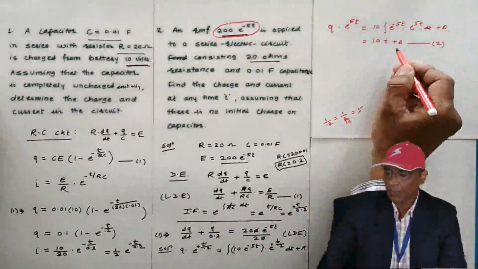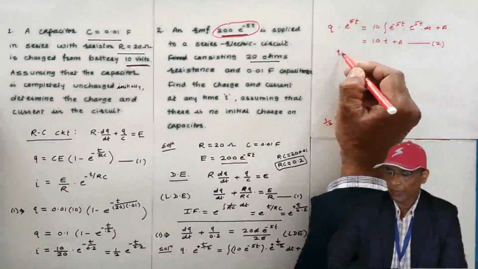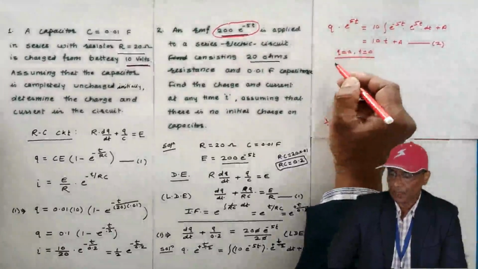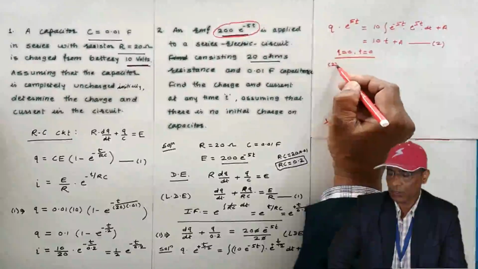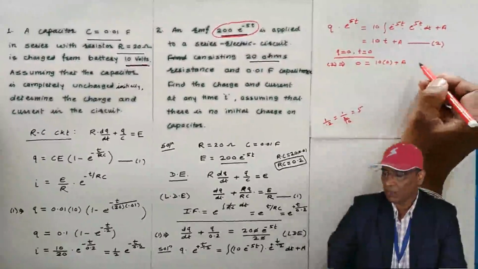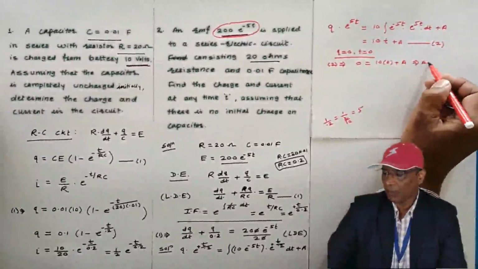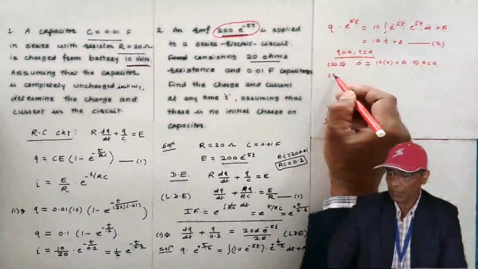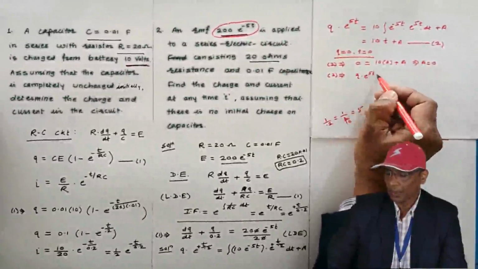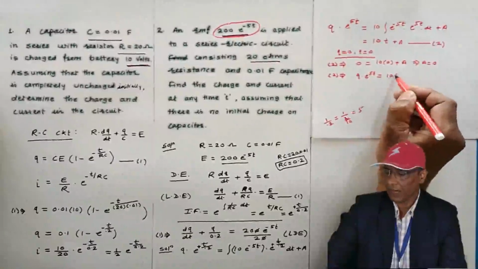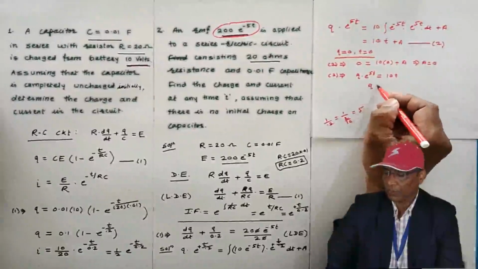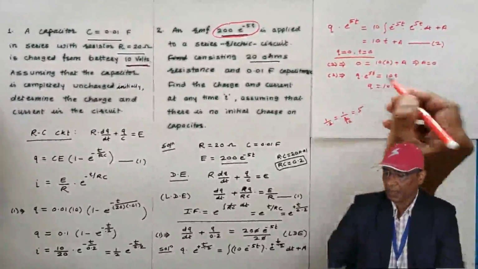Now find the value of A. Initially when t is 0, Q is 0, as the capacitor was completely uncharged initially. So put Q equal to 0 and t equal to 0 in equation 2. Therefore the value of A is 0. So put A equal to 0 in equation 2: Q multiplied by e to the power 5t is equal to 10t. Therefore Q is equal to 10t e to the power minus 5t, shifting the exponential to the right hand side.